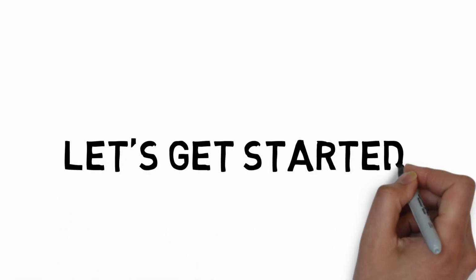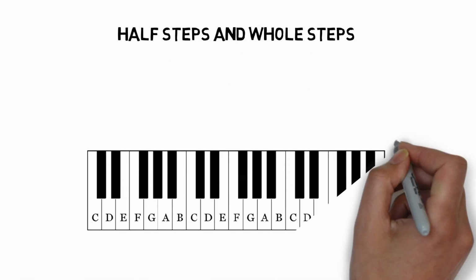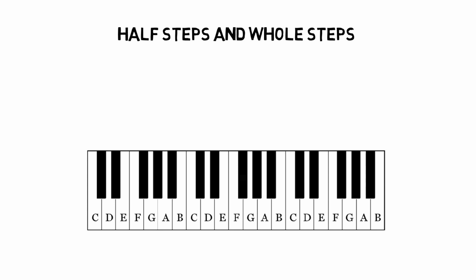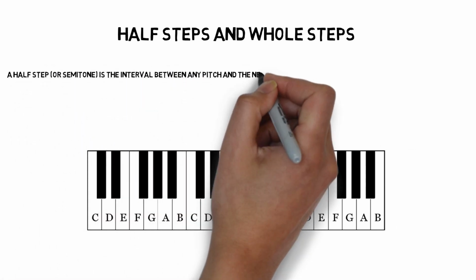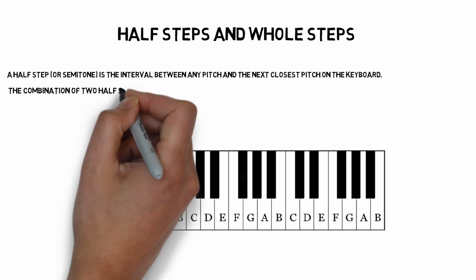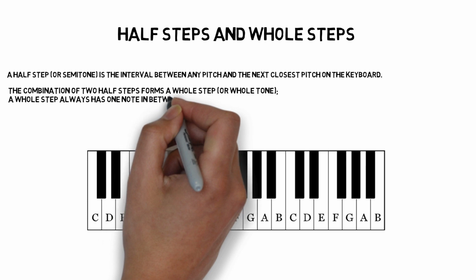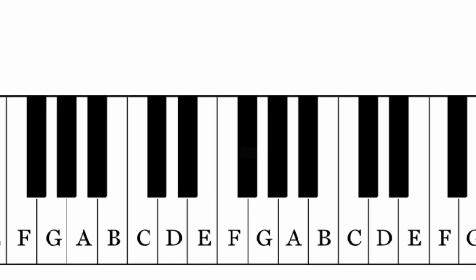So, let's get started. Half steps and whole steps. A half step, or semitone, is the interval between any pitch and the next closest pitch on the keyboard. The combination of two half steps forms a whole step, or whole tone. A whole step always has one note in between its two notes.